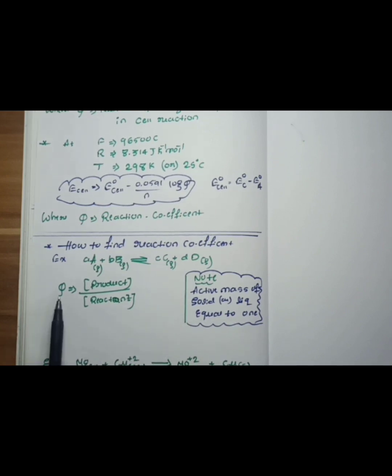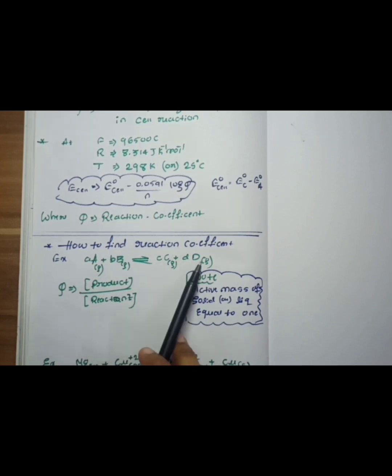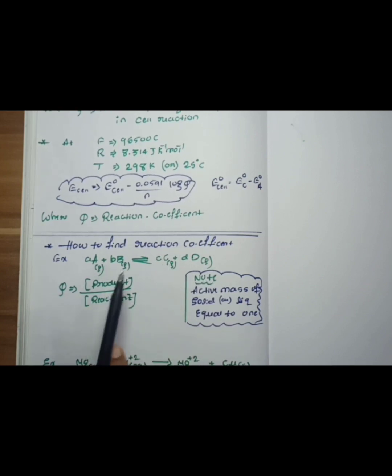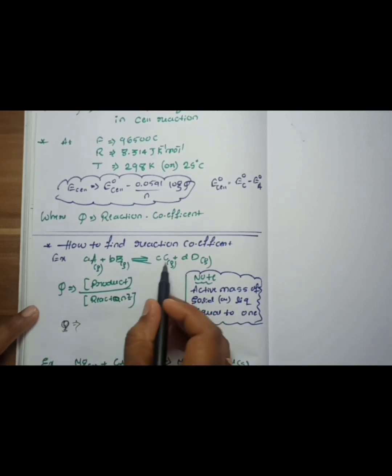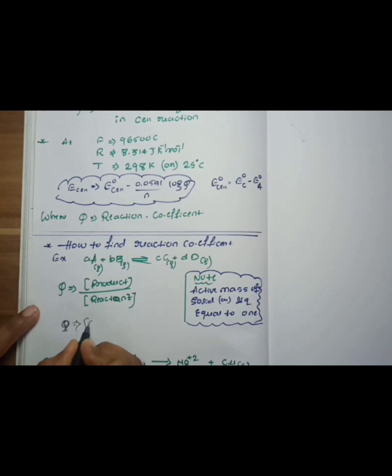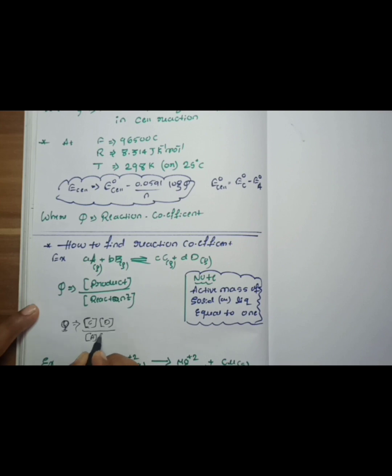Now how to find the reaction coefficient for this reaction: Q is equal to the concentration of the products divided by the concentration of the reactants. These two are on the product side, so we write the product terms on top, and these two are on the reactant side, so we write them at the bottom. So for this example, Q is equal to the concentration of C, in brackets, and the concentration of D, divided by the concentration of A and the concentration of B.